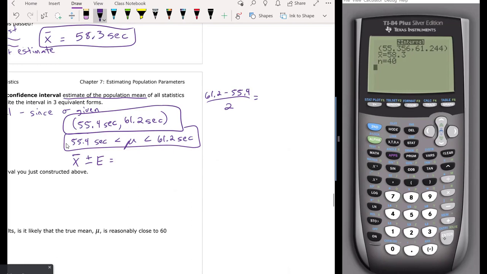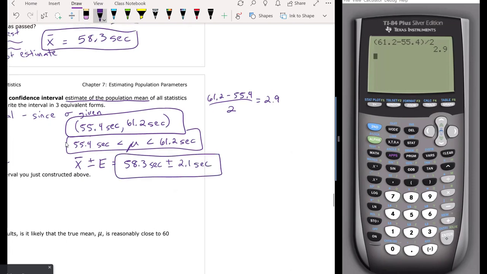You could also see what the distance is from the sample mean, which is 58.3, to an outer edge. How far away is that from 61.2? That would also be E. But this is the way a lot of students do it: 61.2 minus 55.4 and then divide by 2, and we get 2.9 as that value. So that would be your sample mean, 58.3 seconds, let me write this in with units, plus or minus 2.9 seconds. So that would be what your confidence interval looks like with the plus or minus form.